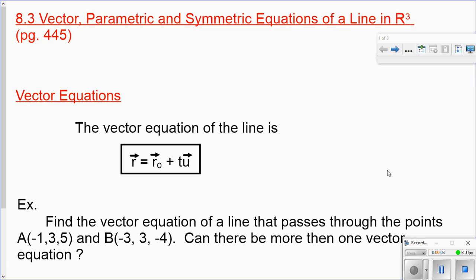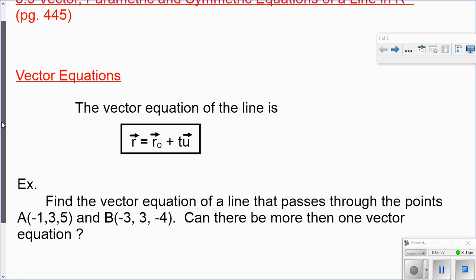Right, section 8.3, vector, parametric, and symmetric equations of lines in 3 space. Okay, so our third component, x, y, and z this time. You're going to find that all the definitions for vector, parametric, and symmetric equations hold. We're really just working with the third component, and we deal with the third component exactly the same way we deal with x and y.